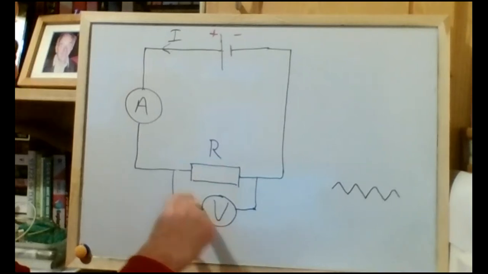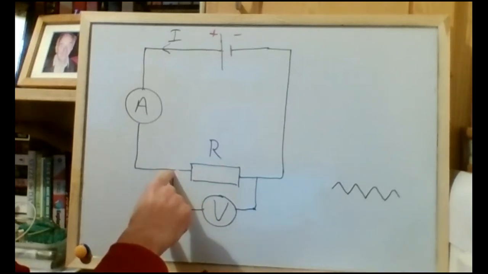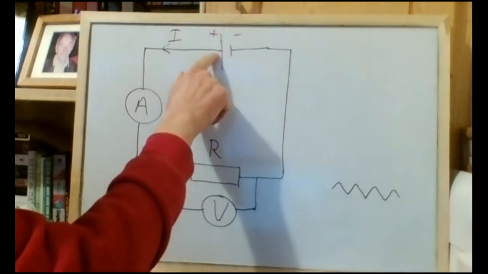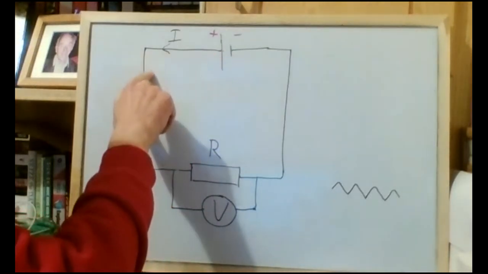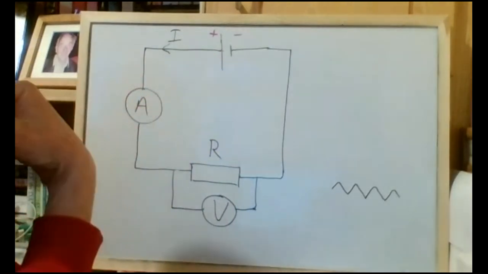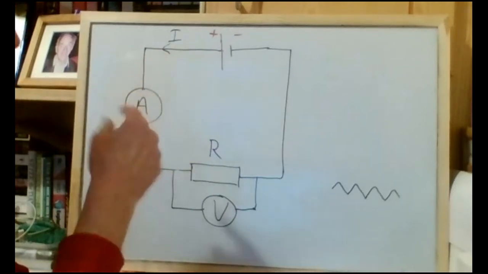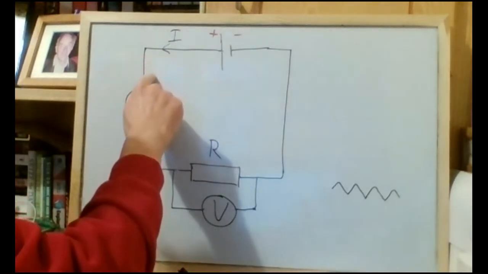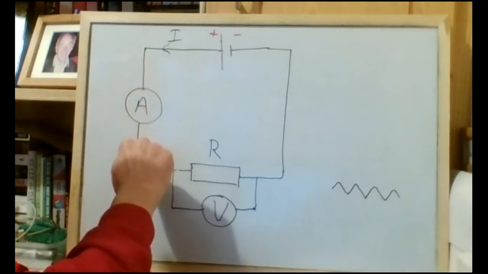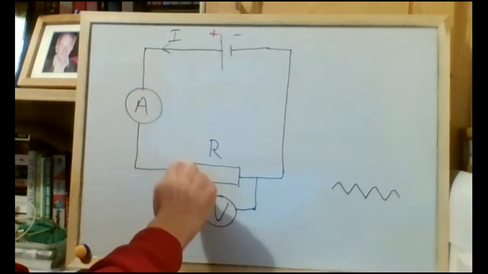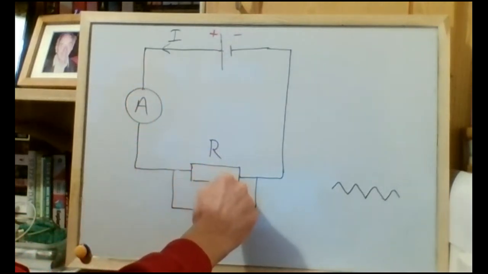Now, when I say potential, remember what that is. It's the energy per coulomb. The current comes out of the battery with a certain amount of energy per coulomb, at a certain potential. That potential remains constant all along a normal wire, and then it loses its energy as it goes through the resistor.